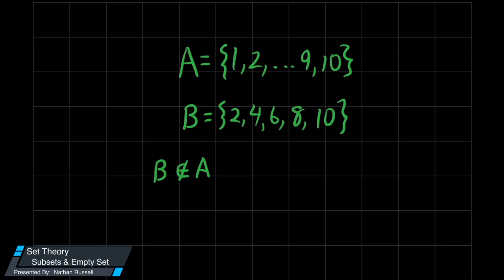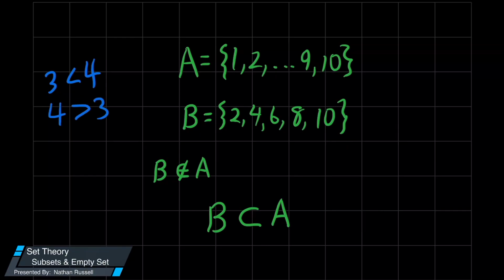This, what I just wrote, this expression, B is not an element of A. But all the elements inside of B are also elements of A. So in that case, we say B is a subset of A. Okay? Now, we have an equivalent notation. So here's what I'm going to point out. If you recall, once upon a time, 3 is less than 4, correct? And an equivalent statement would be 4 is greater than 3.